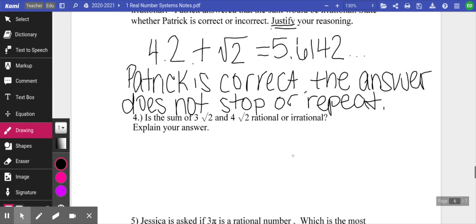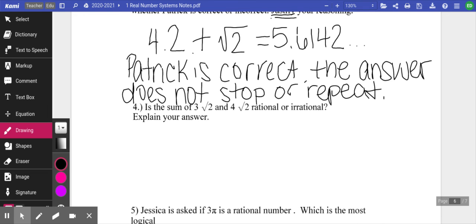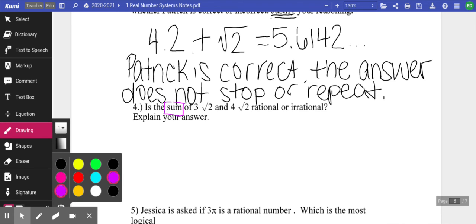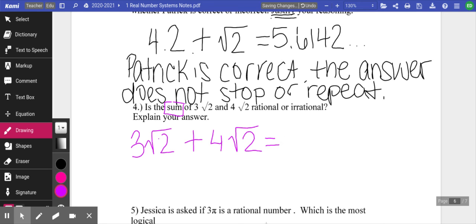Okay, so number 4 says, is the sum of 3 square root of 2 and 4 square root of 2 rational or irrational? And explain your answer. So again, it's asking you to do the exact same thing. Take the sum, which means add, of 3 square root of 2 and 4 square root of 2, and tell me if it's rational or irrational. So again, we're going to go back to our calculators, and we're just going to try them. So 3 square root of 2, and again, the arrow is blinking, so make sure you hit that, plus 4 square root of 2, and hit enter.